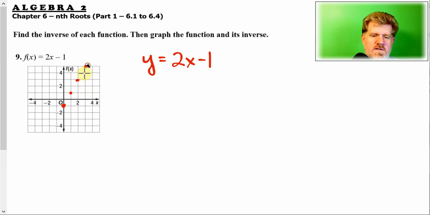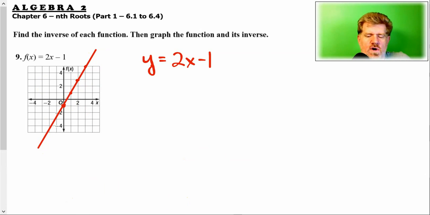So this line, oops, I don't want to do that one. I want to do a solid. So this line right here, after I fix it and make it look right, looks like this. Okay, and we'll make that line red. Now, how do I do an inverse a different way?